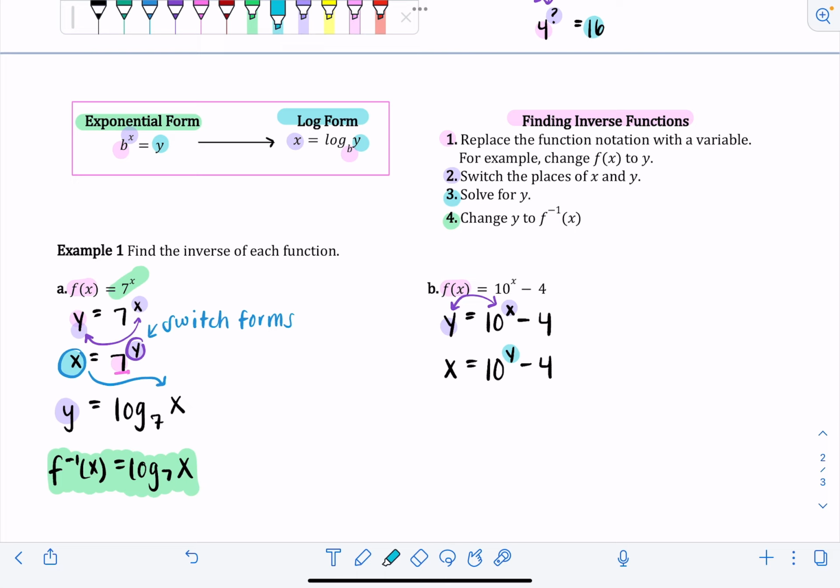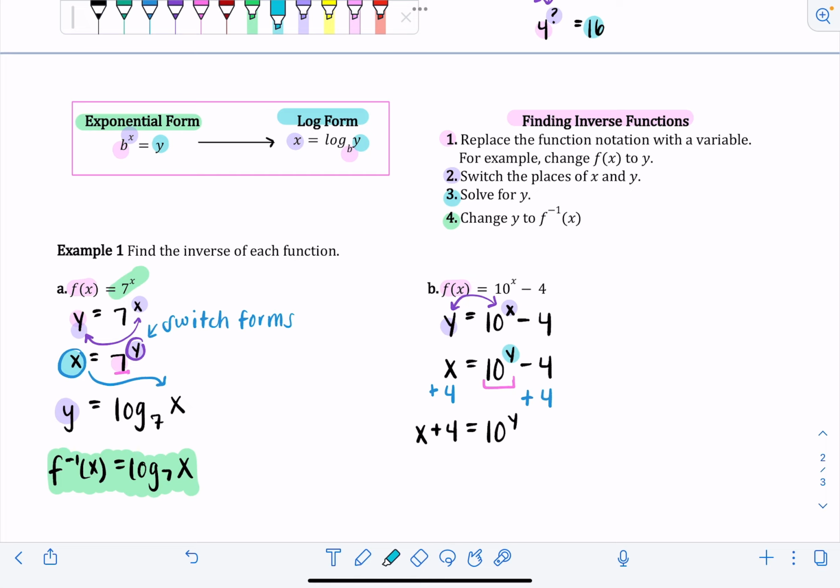I will say before you change forms, you would like your exponential, in this case the 10 to the y, to be as isolated as possible. So I want to cancel out that -4 first. In order to cancel out subtracting 4, I'm going to add 4 to both sides. So then this becomes x plus 4 equals 10 to the y. And now we're trying to get y by itself.